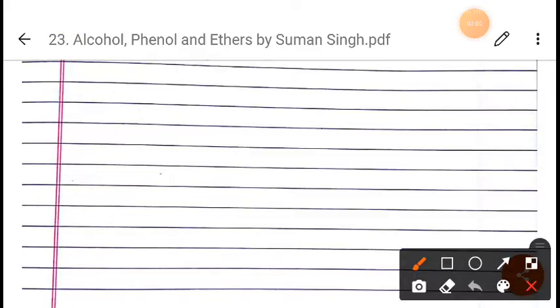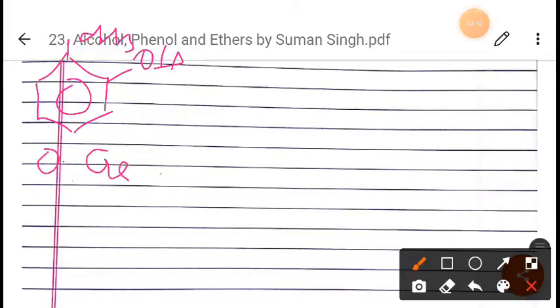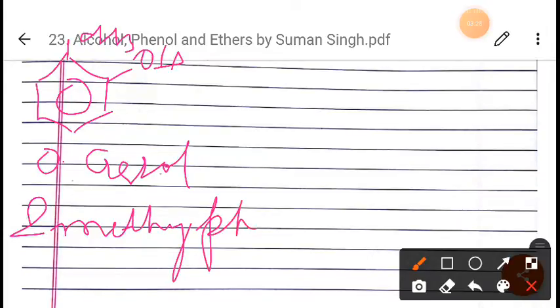So the first example: suppose OH is here and here is CH3. What is the name of this compound? Its name is ortho cresol, or we can also write 2 methyl phenol, right? So this is the IUPAC name and this is the common name.